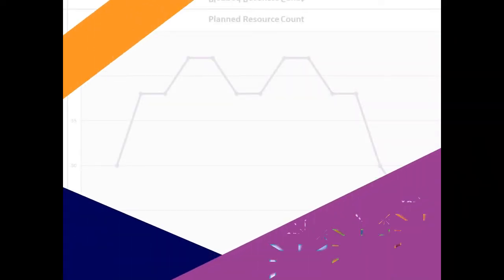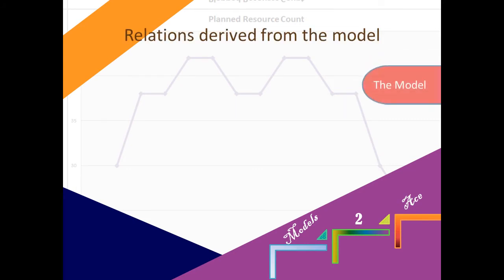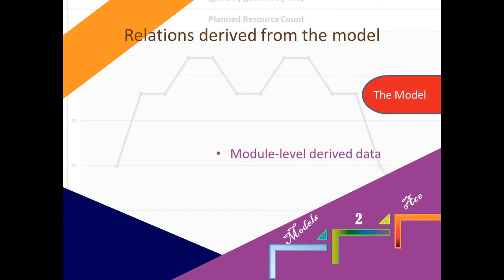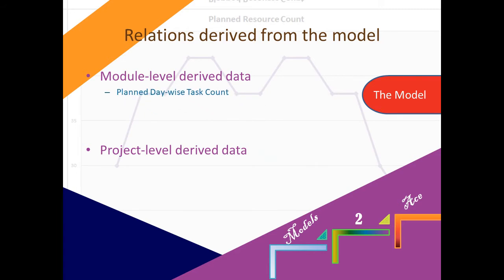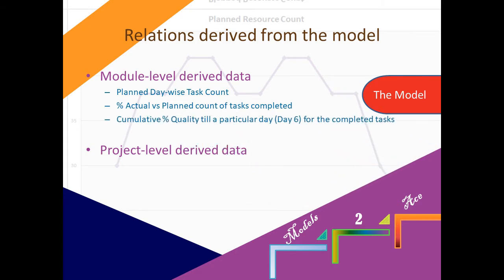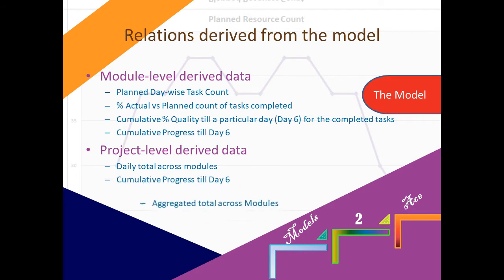Using the data we just supplied to the table, the model calculates metrics at both the module and project levels, such as planned task counts, the percentage of targeted tasks completed, cumulative quality till today or a pre-specified day 6, cumulative progress on tasks till today or day 6, aggregated daily total across all modules for each of the module level metrics, cumulative progress in column S for each module, aggregated total across module.